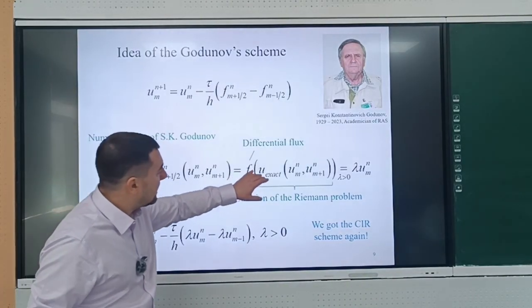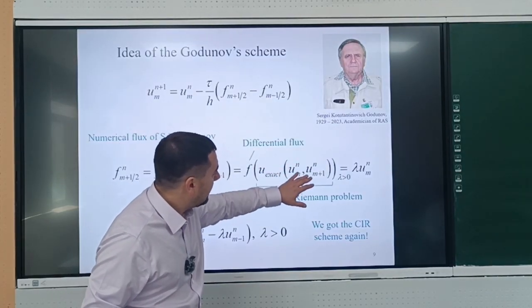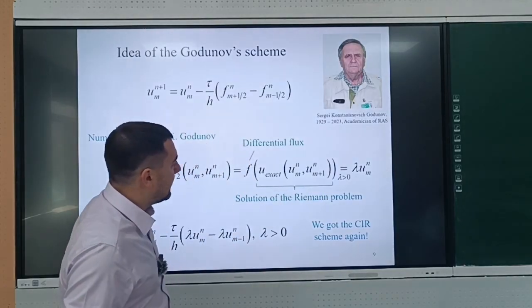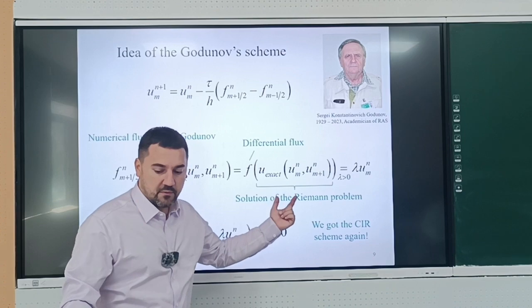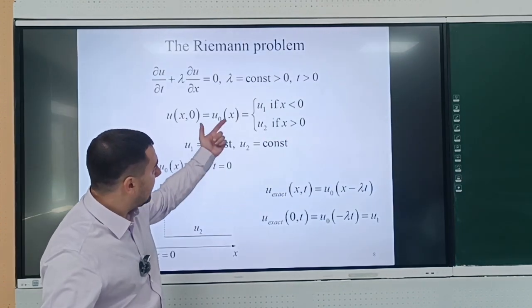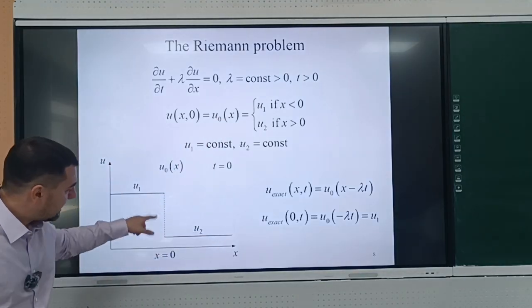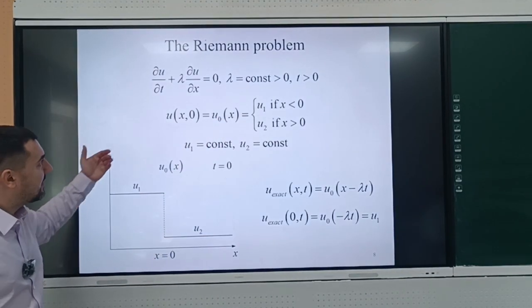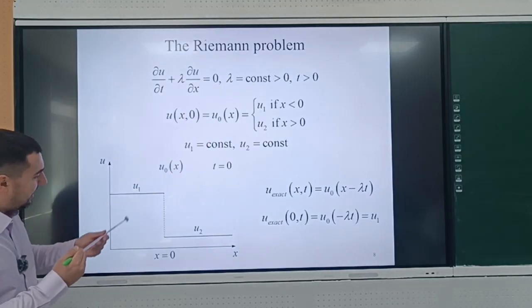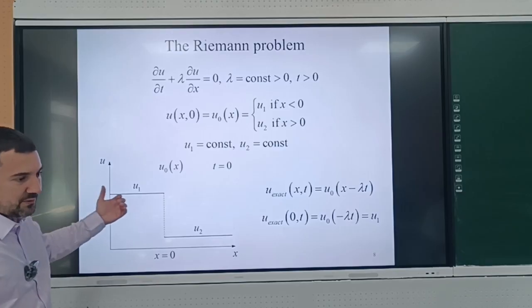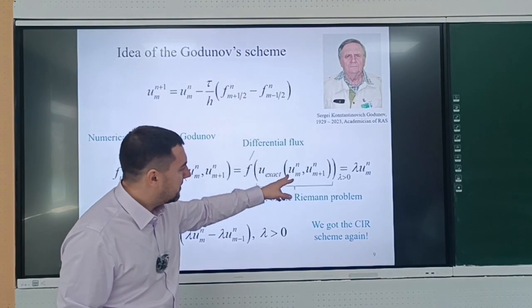We should take the exact solution as a function of u_m^n and u_{m+1}^n and put it in the differential flux. But the exact solution of this problem is the left state. For the linear advection equation, for lambda greater than 0, the exact solution at some point is the left state, just because lambda is greater than 0. And so, along the characteristic line, with its inclination like this one, we always should take the left state. But the left state is u_m^n.